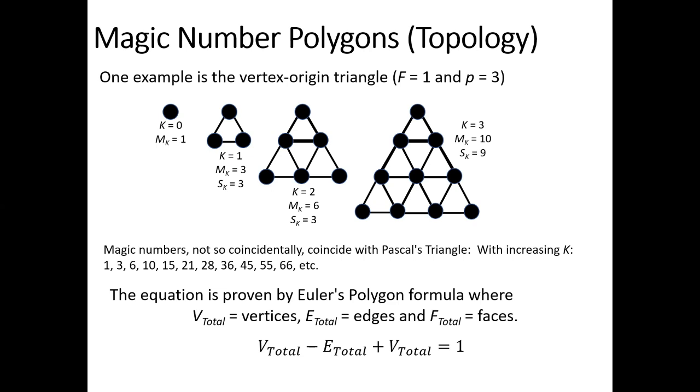There's a typo. Where? You need an F. Euler's polygon formula, where? You have two V's. You need an F. Where do you see the edges? Oh, I think that should be VF. Yeah, sorry, thank you.